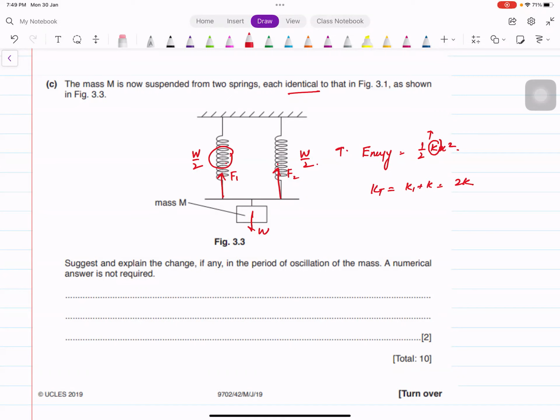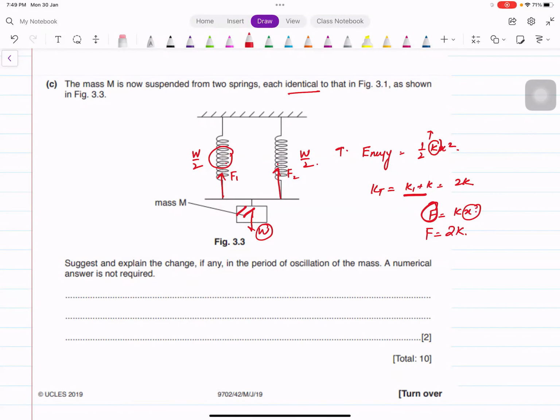Yes, that's true. But force is equal to kx, right? You agree with this? Now, for the same extension, what you need to understand is the force here is the same. You agree? Because the mass is the same, yes, the force is the same. The total spring constant is now 2k because in parallel k and k are added. So it's much stiffer. You agree?